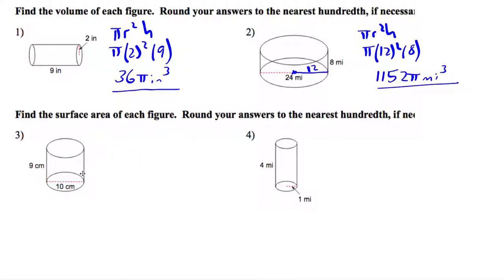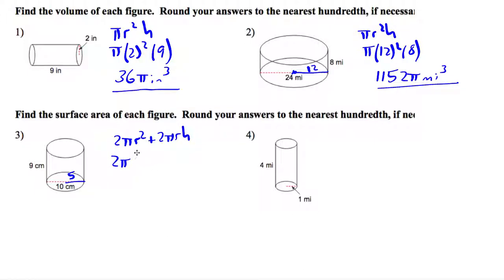Now for surface area, it's a little bit more work. So here the diameter is 10, so the radius is 5. So our surface area is going to be 2 pi r squared plus 2 pi r times the height.